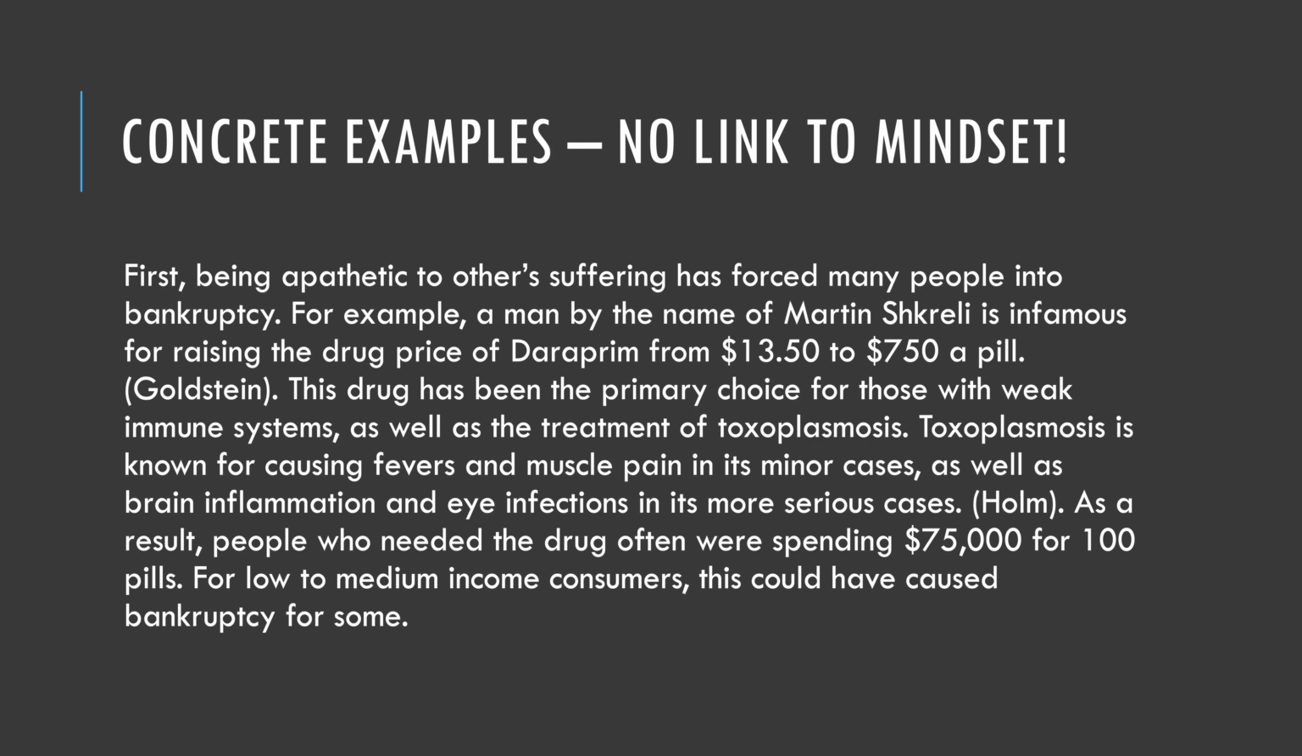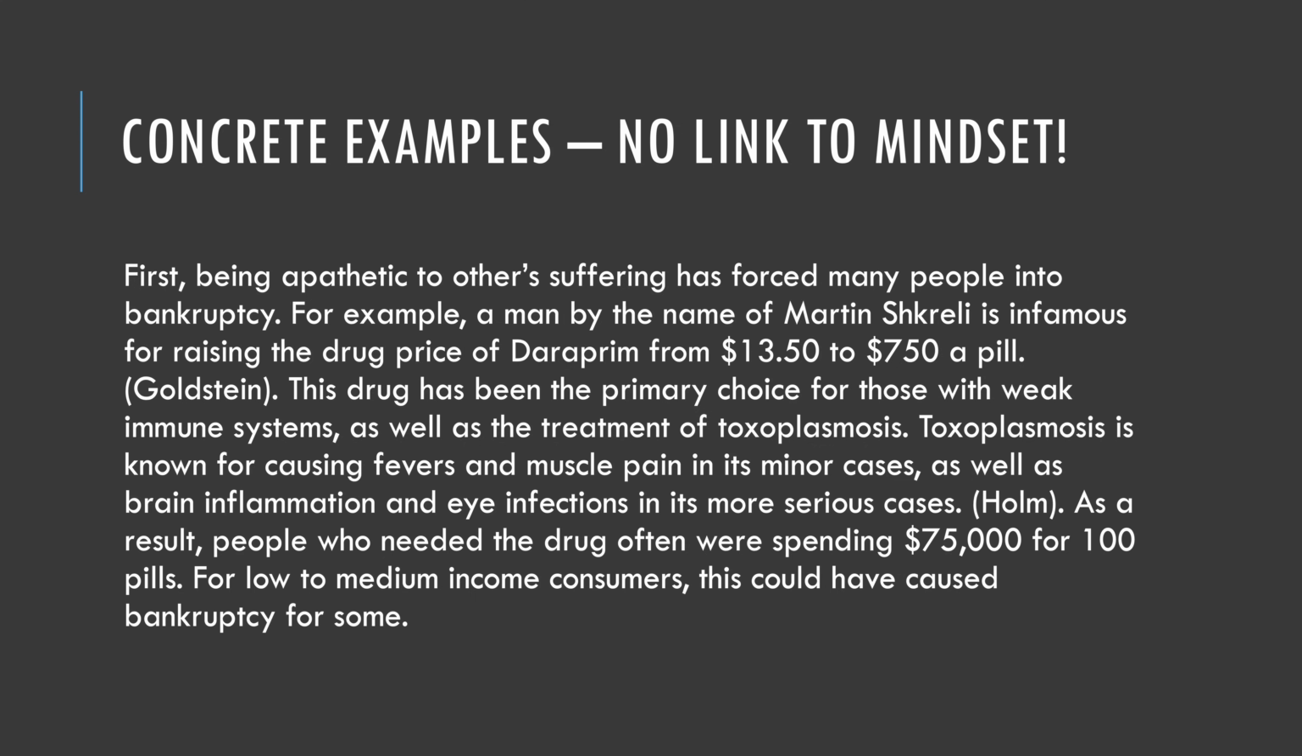And we are too apathetic today. So look at this. It says, first, being apathetic to others' suffering has forced many people into bankruptcy. For example, a man by the name of Martin Shkreli is infamous for raising the drug price of Daraprim from $13.50 to $750 a pill. This drug has been the primary choice for those with weak immune systems, as well as the treatment of toxoplasmosis. Toxoplasmosis is known for causing fevers and muscle pain in its minor cases, as well as brain inflammation and eye infections in its more serious cases. As a result, people who needed the drug were spending $75,000 for 100 pills. For low to medium income consumers, this could have caused bankruptcy.